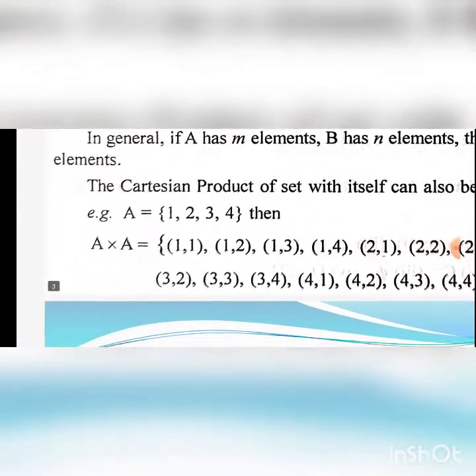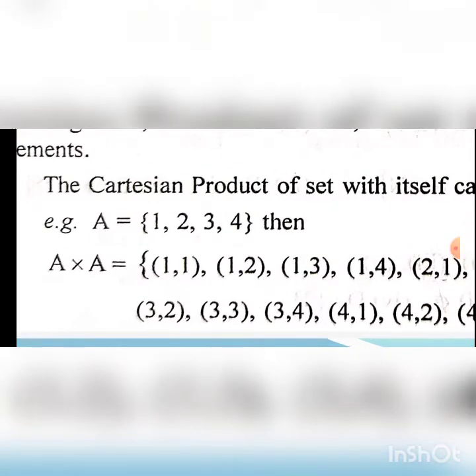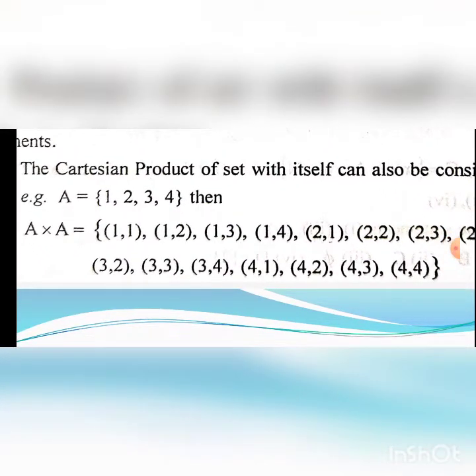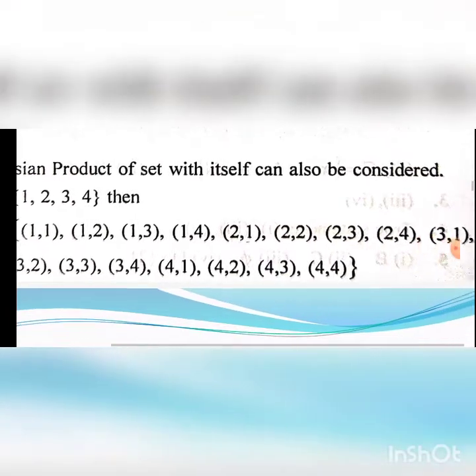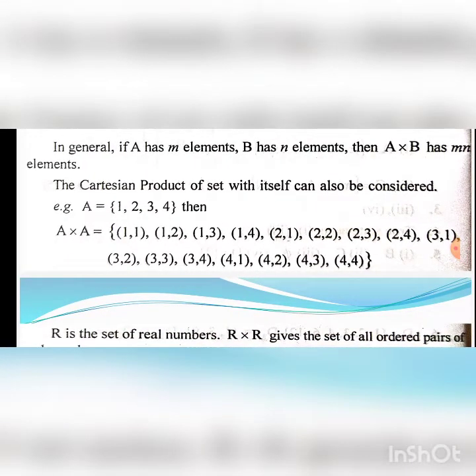Means we can find the Cartesian product of set with itself. So see example, the set A equals {1, 2, 3, 4}. Then A cross A will be equal to what? You can see here (1,1), (1,2), (1,3), (1,4), (2,1), (2,2), (2,3), (2,4), (3,1), (3,2), (3,3), (3,4) and (4,1), (4,2), (4,3), (4,4). Means we can find the Cartesian product of set with itself.